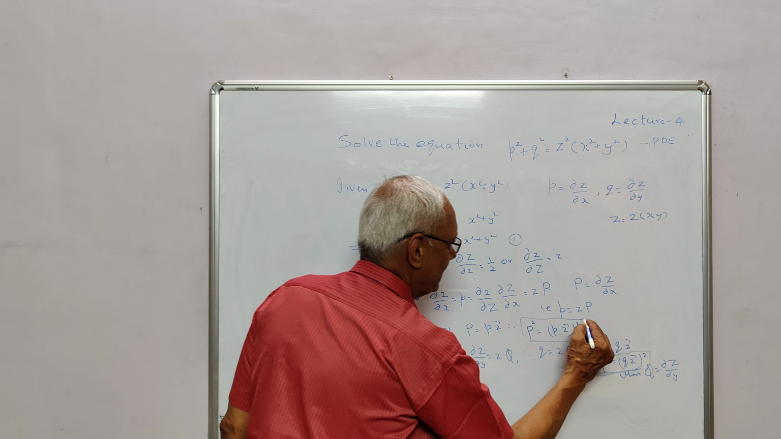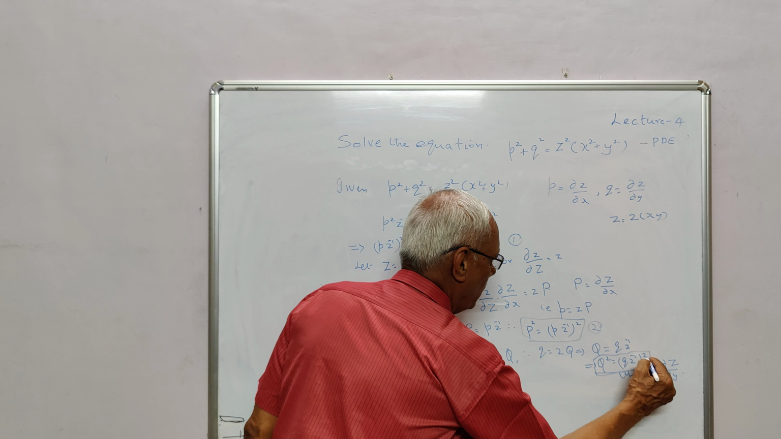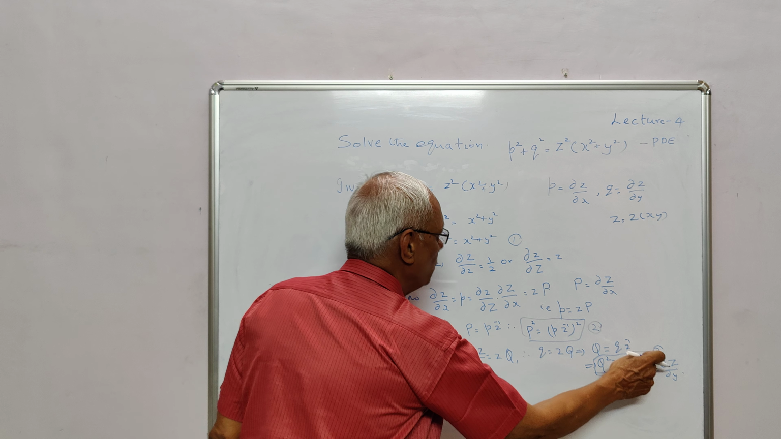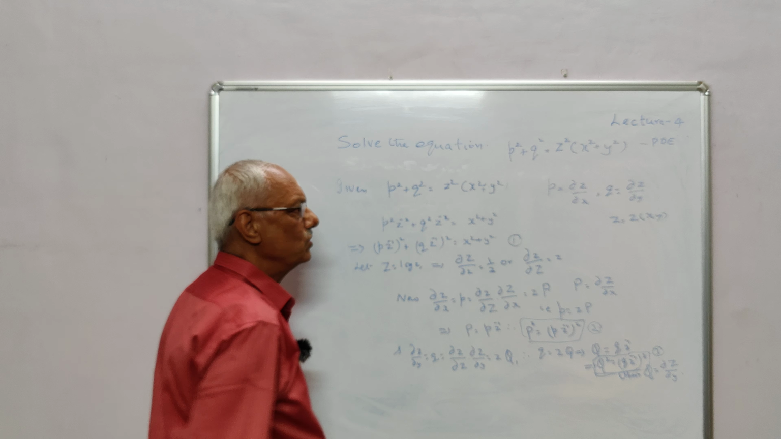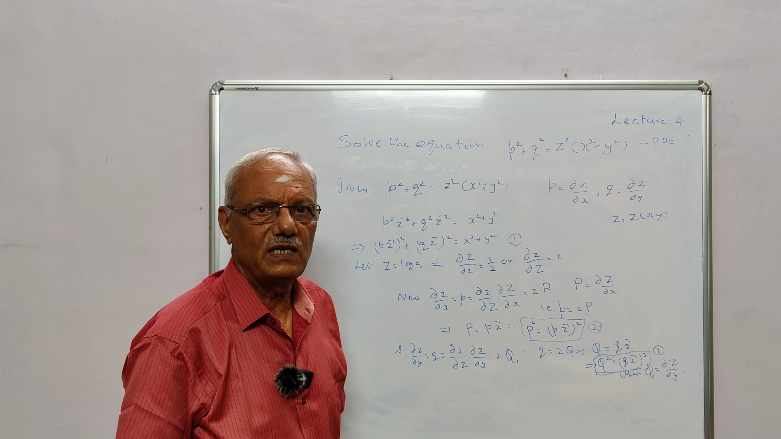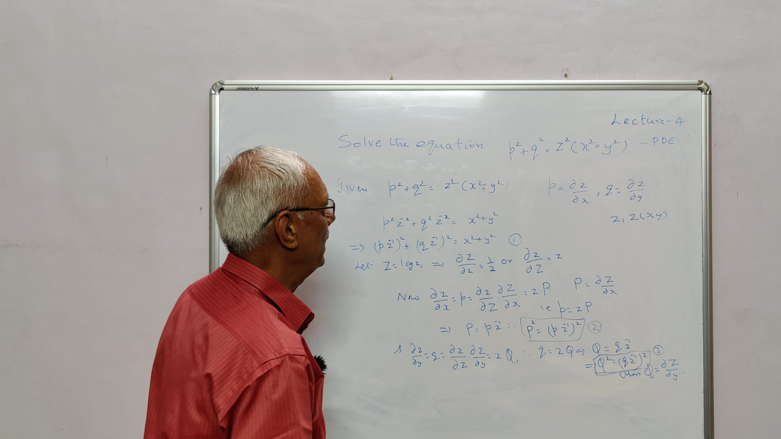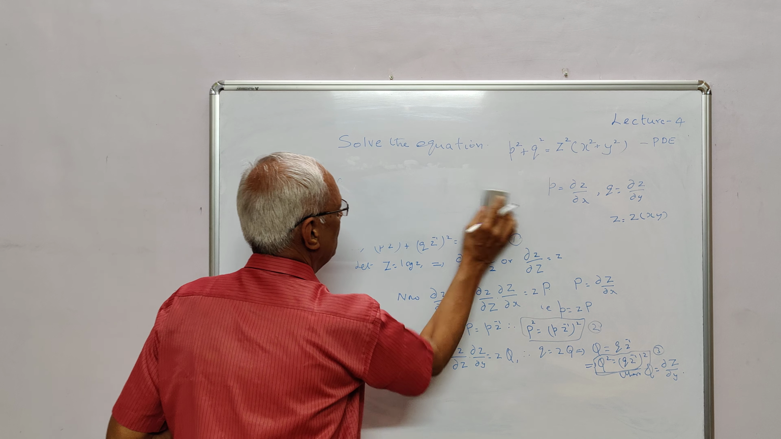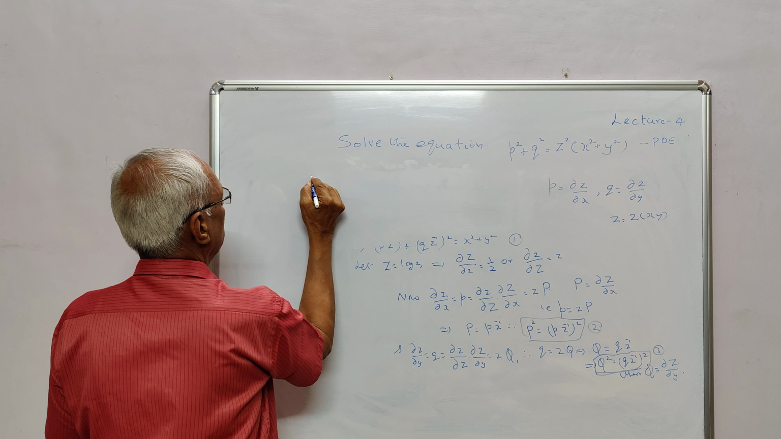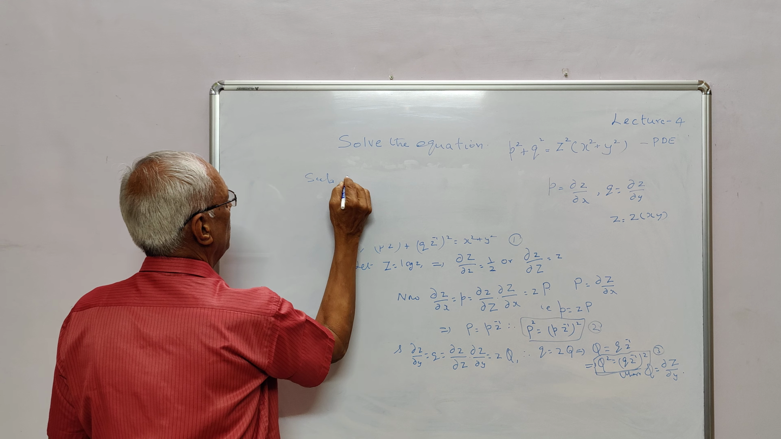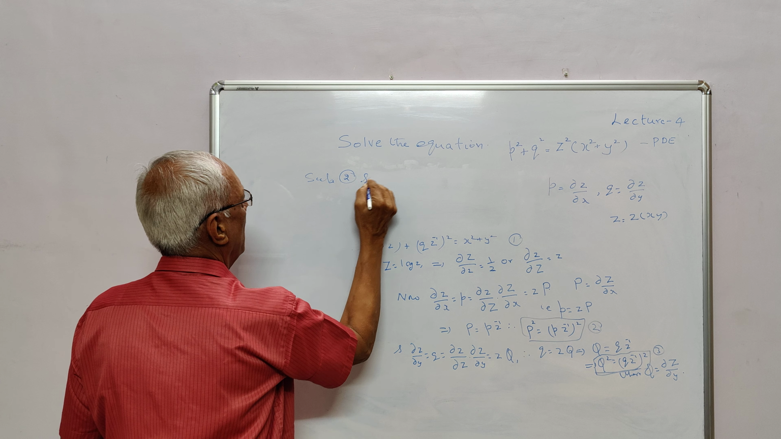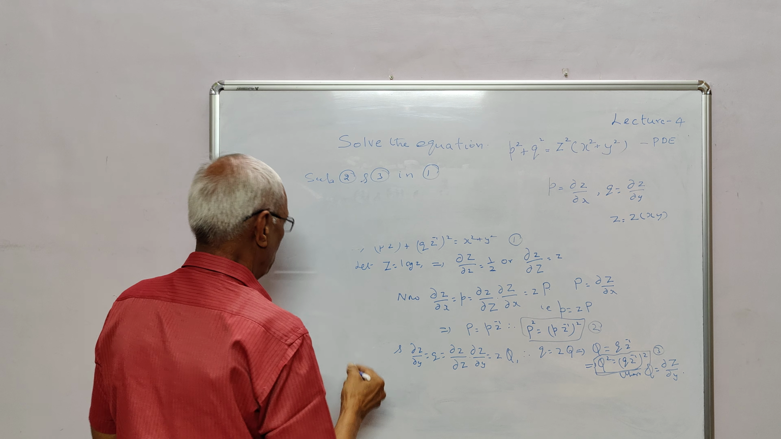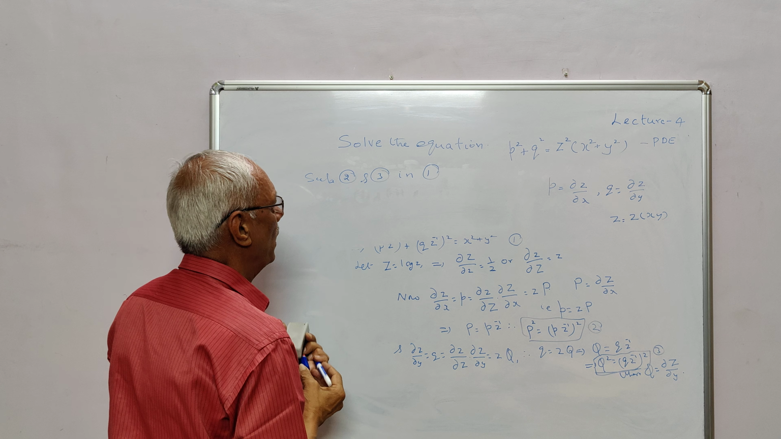So I will call this as my 2 and call this as my 3. So I will substitute 2 and 3 in 1, so that I will be able to identify it in the form I want to. Okay. So substituting, let me substitute 2 and 3 in 1.